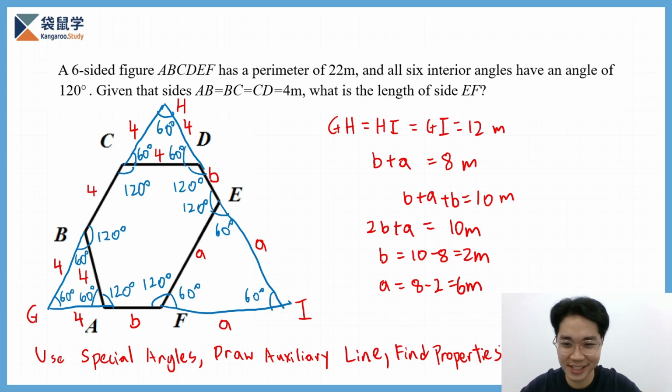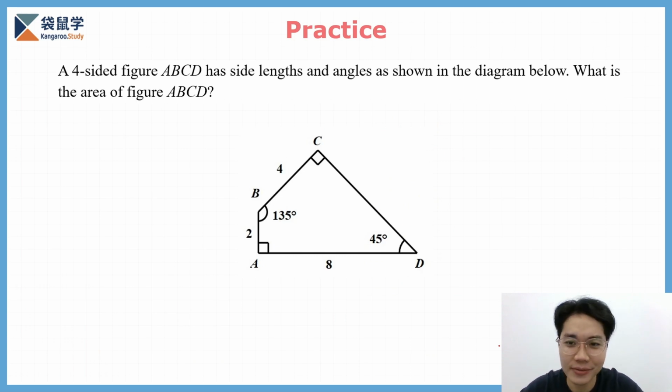Wow, all of you have learned this today. So let's have a practice question. But before we do that, let me give you a small hint. Let's read this question first. A four-sided figure ABCD has side lengths and angles as shown in the diagram below. What is the area of figure ABCD?